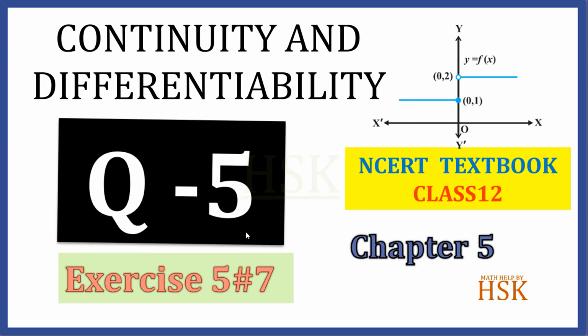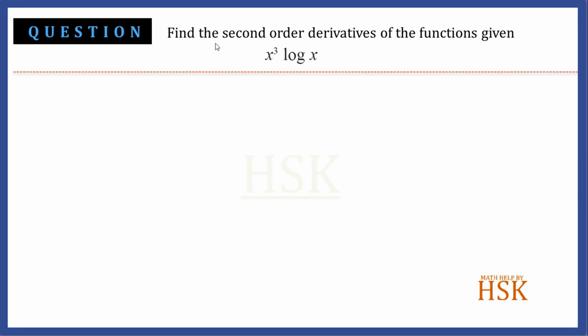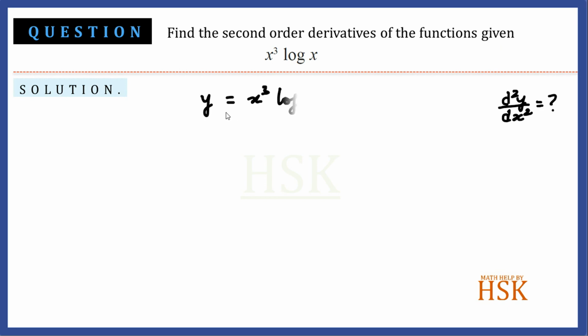This is question number 5 of exercise 5.7 from the chapter Continuity and Differentiability. The question is find the second order derivative of the function x cube into log x. Now to solve this question we assume that y is equal to x cube log x and we have to calculate the value of d2y upon dx square.